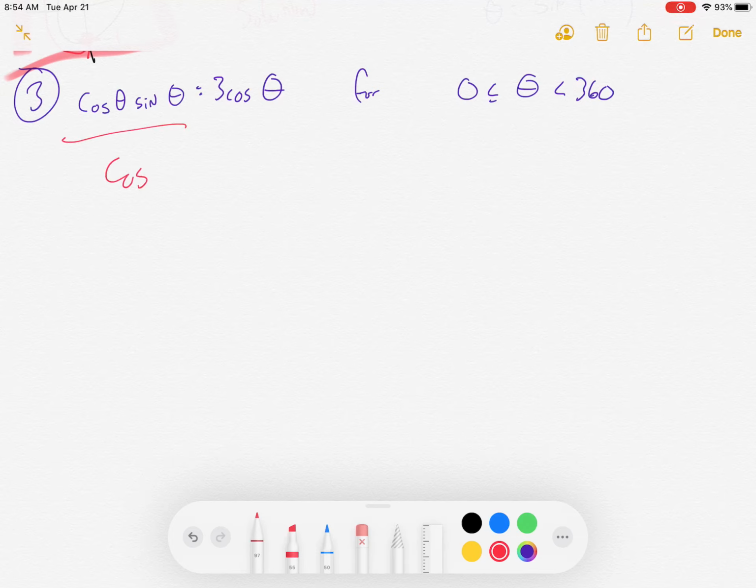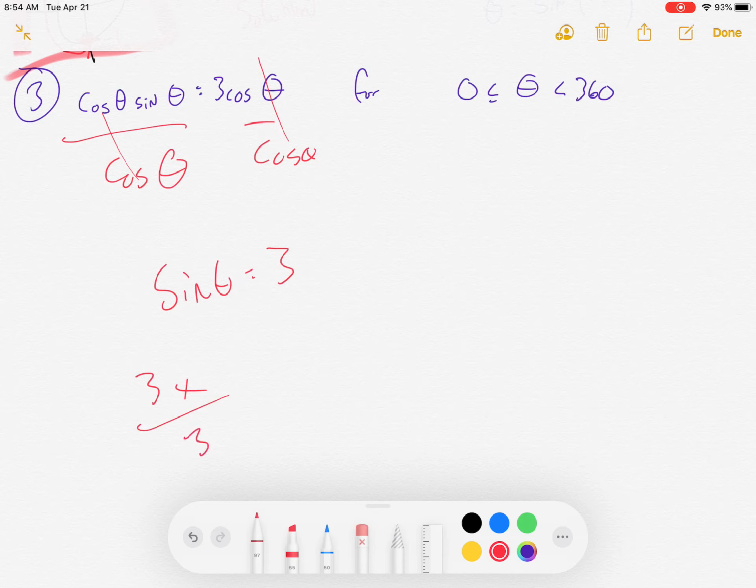Now, when you have two different trig functions, the common mistake, and this is a mistake, so don't repeat that, is to just say, well, I'll divide both sides by cosine of theta, and those cancel out, and I'm left with sine of theta equals 3, and then I'm done, right? Well, kinda. So that's part of our answer.